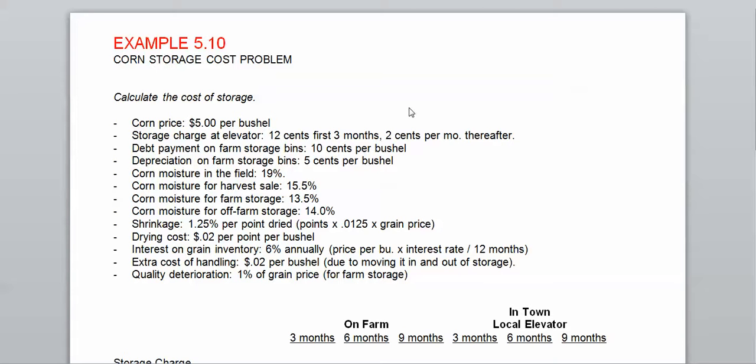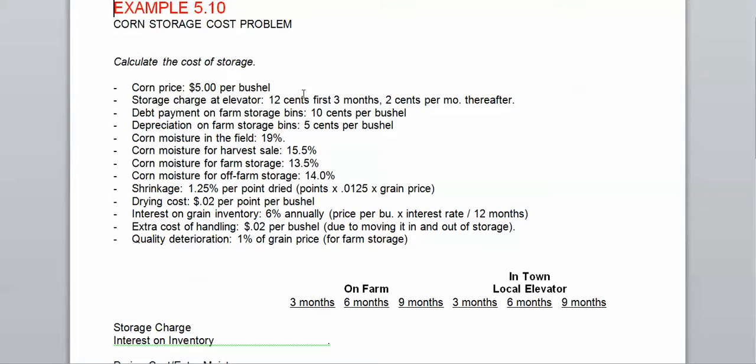Our corn price at harvest is $5 a bushel. We're going to use that later on for determining cost of shrink, cost of interest on inventory, and cost of quality deterioration. The storage charge at our local elevator is 12 cents for the first 3 months, and then 2 cents for every month after the initial 3. So we'll take a look at that.